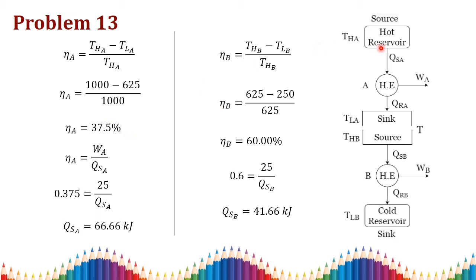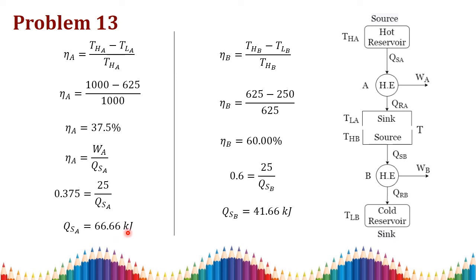And also we need to find the heat supplied from the source. Again, the efficiency of the heat engine can be written as work done by heat supplied. The total work done is given as 50 kilojoule, so work done A is equal to work done B, which is 25 kilojoule. So the efficiency, 0.375, is equal to 25 divided by heat supplied. So the heat supplied for the first source, that is heat engine A, is 66.66 kilojoule.